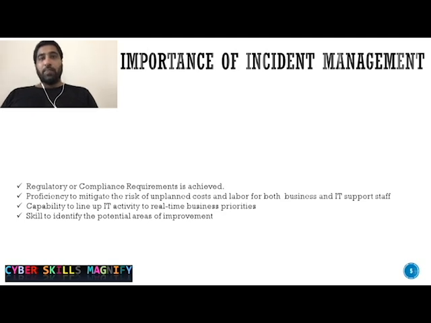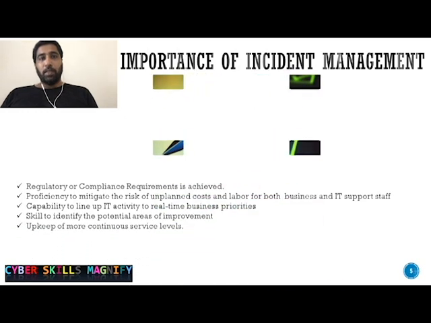Typical areas that are evaluated through the lean assessment include the company's current culture, market expectation, customer satisfaction, employee skill requirement, and readiness to change. There are many other areas too that can be identified for your company growth. The next point, upkeep of more continuous service level.